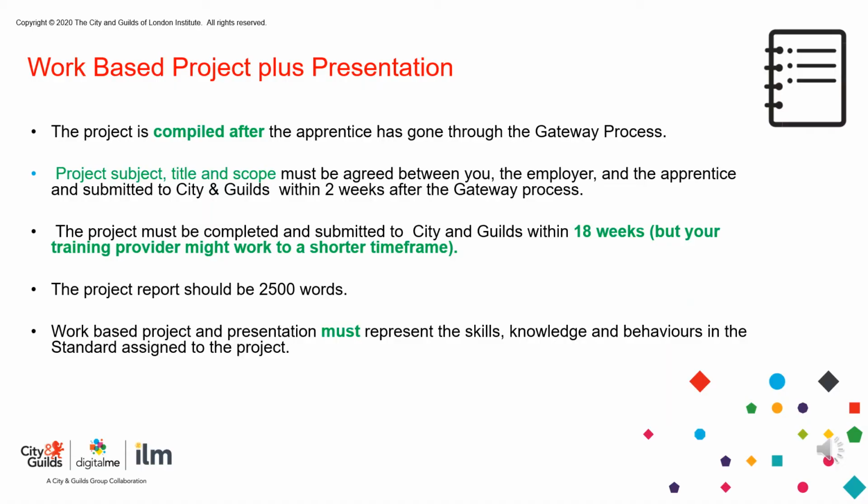Unlike the portfolio of evidence, the project assessment method is actually compiled after the apprentice has gone through the Gateway process. The project subject, the title and the scope of said project must be agreed between you, the employer and the apprentice, and must be submitted to City and Guilds within 2 weeks after the Gateway process. The City and Guilds independent endpoint assessor will look at the project subject, the title and scope, and will give a yes or no as to whether or not what's been submitted is appropriate.